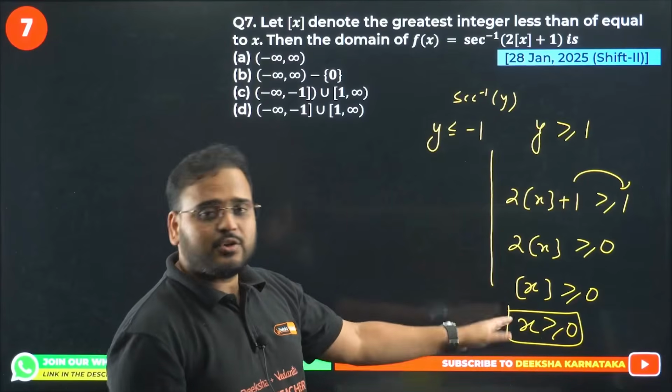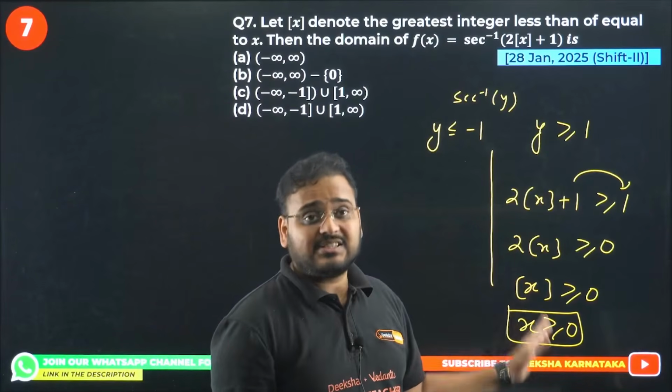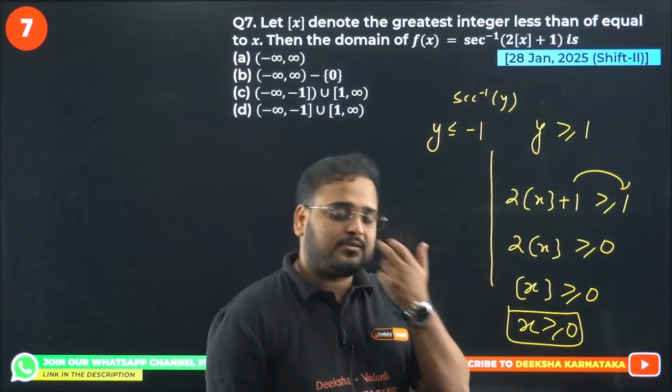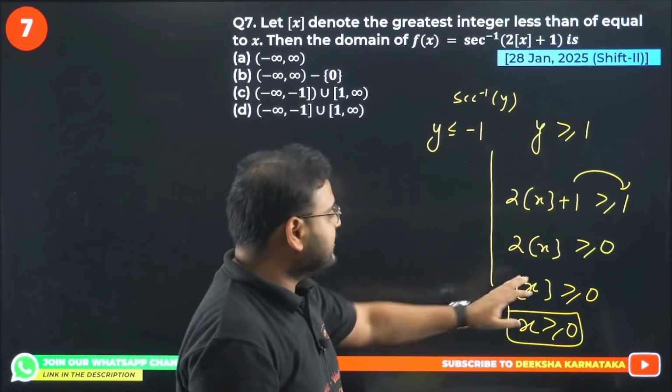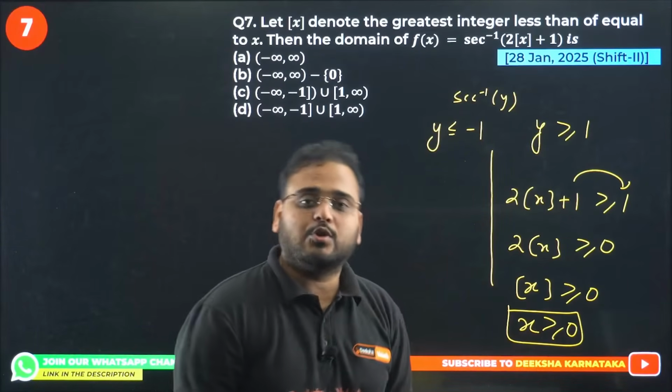Right? At 0, GIF of x is 0. Okay? At 0.1 you take, again 0. At 1 you take, it becomes 1, and so on. So if GIF of x is more than or equal to 0, I have to get the x value also as more than or equal to 0.